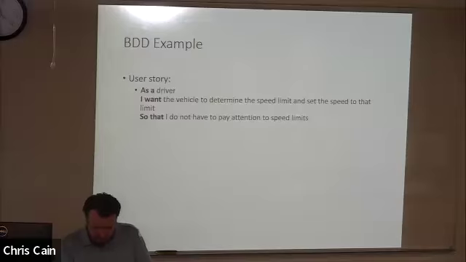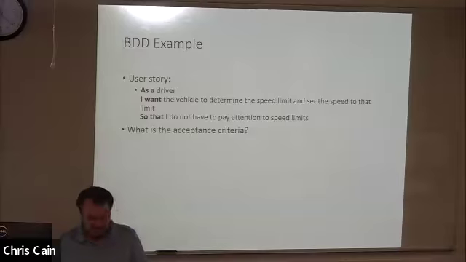So we go from a user story. What is the acceptance criteria directly from this user story? So user says, as a driver, I want the vehicle to determine the speed limit and set the speed to that limit so that I do not have to pay attention to speed limits. If you were to write tests regarding this, what would those tests look like? To basically say, if these tests pass, then the software that I have written implements this user story.